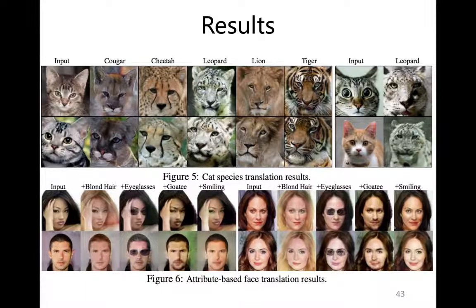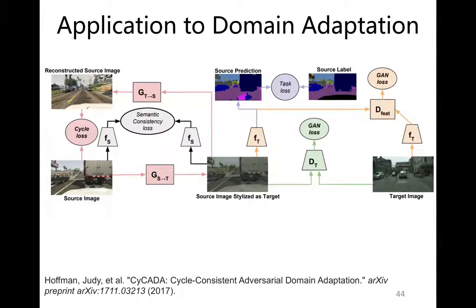And finally, you can also transform the image of a human face to different attributes. So for example, you can transform the hair color, eyeglasses with or without eyeglasses, goatee, and smiling or not smiling. But this algorithm does not rely on any paired data. So it's totally unpaired. Okay, I will stop here.